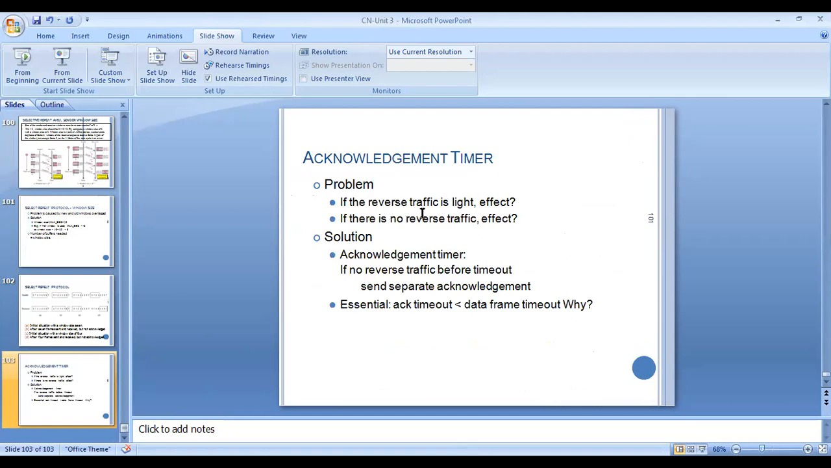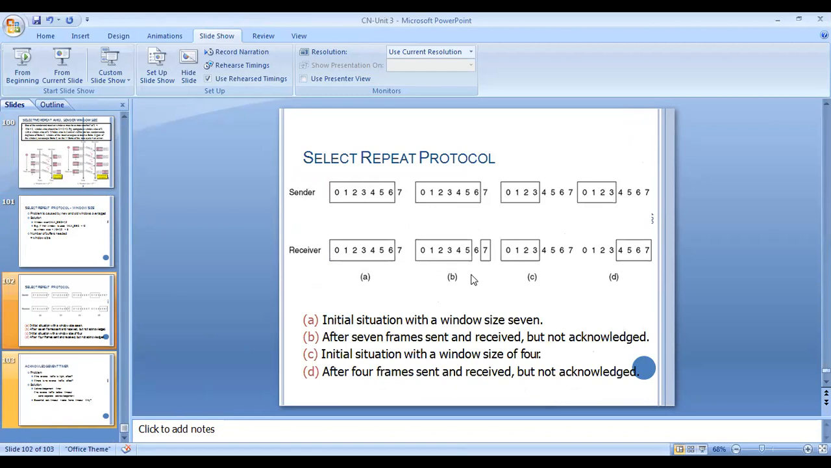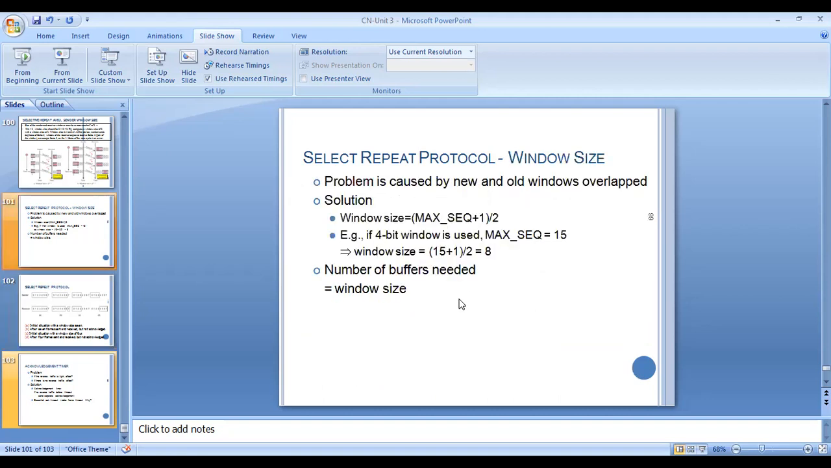So if the reverse traffic is light, here are some examples. Initial situation with a window size of 7, after 7 frames sent and received but not acknowledged. Then the initial situation with a window size of 4, after 4 frames sent and received but not acknowledged. These are some examples for the selective repeat.